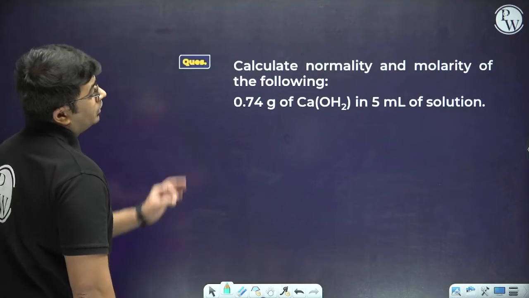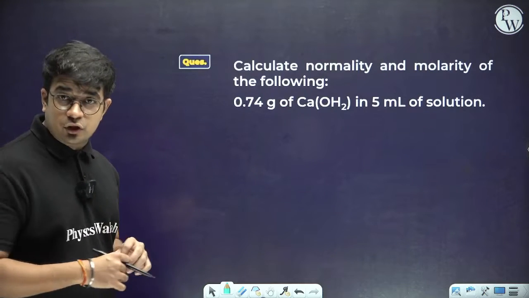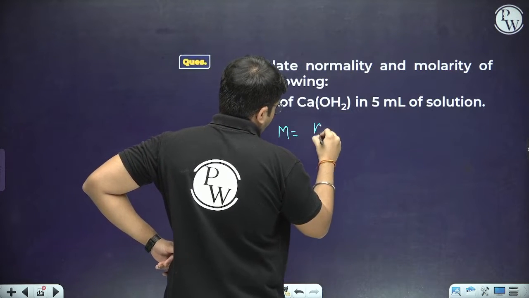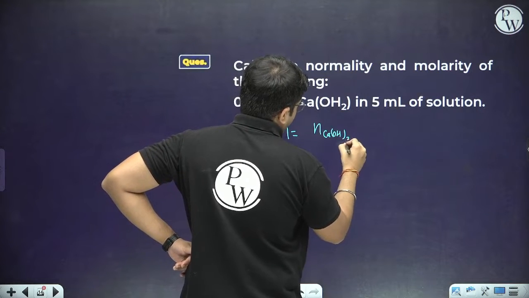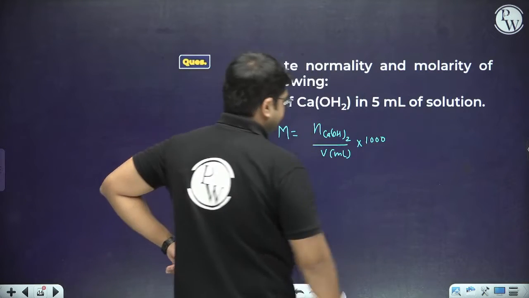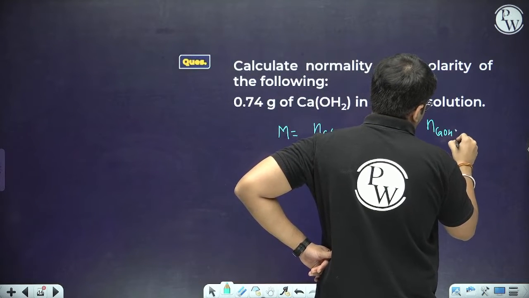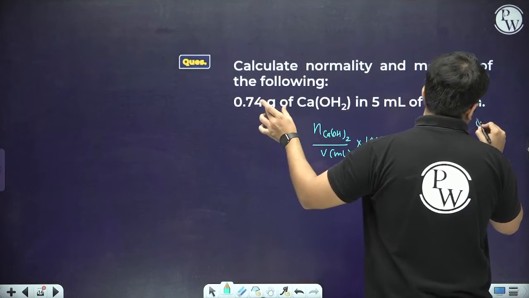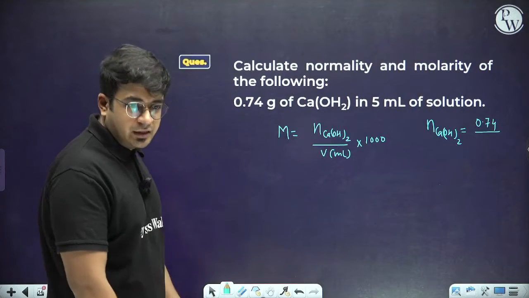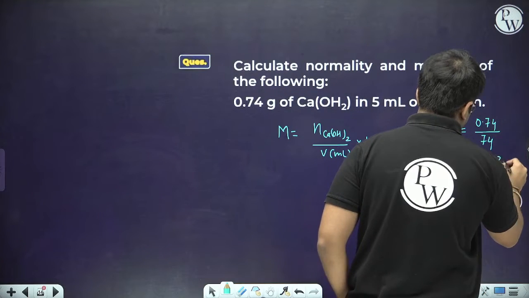So let's say calculate the normality and molarity of the following. So we have 0.74 gram of Ca(OH)2 in 5 ml solution. So first of all, I can calculate the molarity first. So molarity will be number of moles of Ca(OH)2 divided by the volume in ml multiplied by 1000. Now I want to calculate the number of moles of Ca(OH)2. That will be equal to given weight, which is 0.74 gram, divided by molar mass, which will be 16 plus 17, 34, plus 40, 74. So that will be 74. So you know that will be 10 raised to the power minus 2.